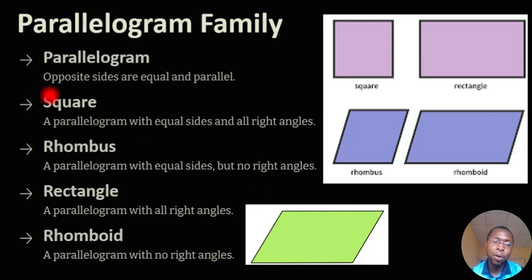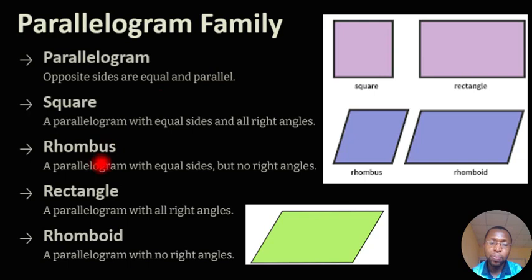Another family member of the parallelogram is the square, like we mentioned earlier. A square is a type of parallelogram with equal sides and all right angles. So this is a square. The opposite sides are equal, and each of the angles is 90 degrees. What makes a square a member of the parallelogram family? Because it has opposite sides that are parallel. If it has parallel sides, then it's a parallelogram.